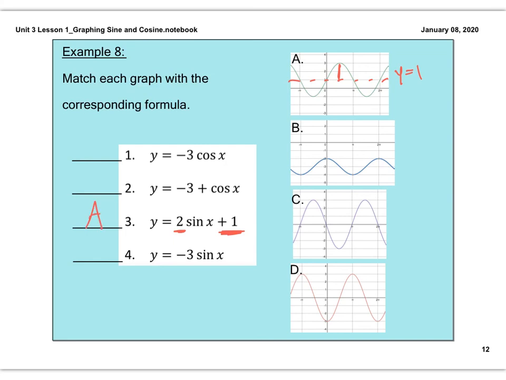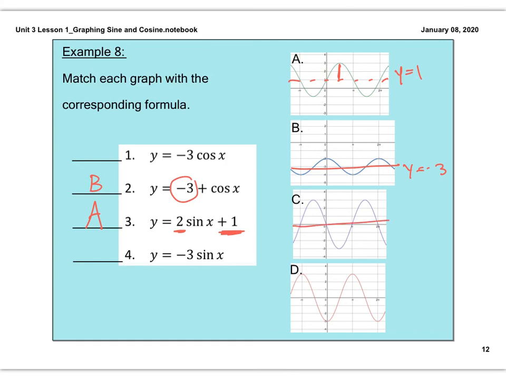Take a minute and try the other 3 on your own, see if you can figure them out, and then unpause it and I'll tell you what the answers are. Okay, so B, the midline is down here at y equals -3, so I know I have to shift down 3. Here's a -3 that is not a coefficient right in front of the function. It's kind of separated. That's going to be my shift down. So this is going to be B.